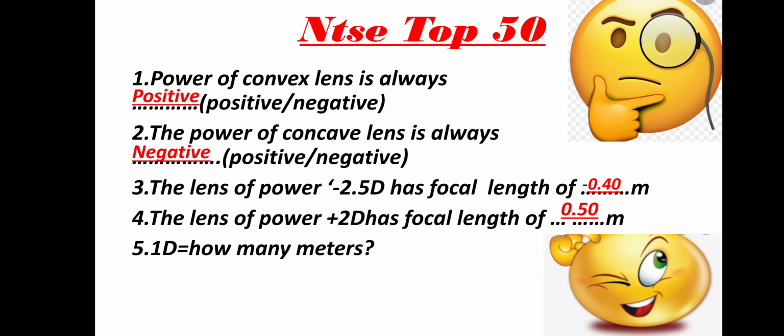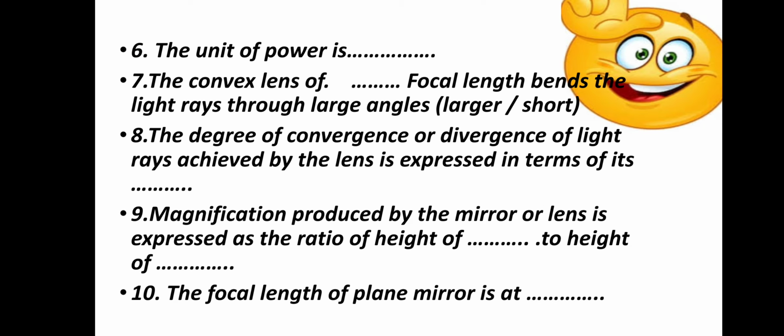Next one is question number 5. One diopter means how many meters? Diopter is a unit of power, and one diopter is equal to 1 per meter. The next question: the unit of power is diopter, which is represented as capital D. Question number 7. The convex lens of dash focal length bends the light rays through large angles. Shorter focal length. The convex lens of shorter focal length bends the light rays through large angles.